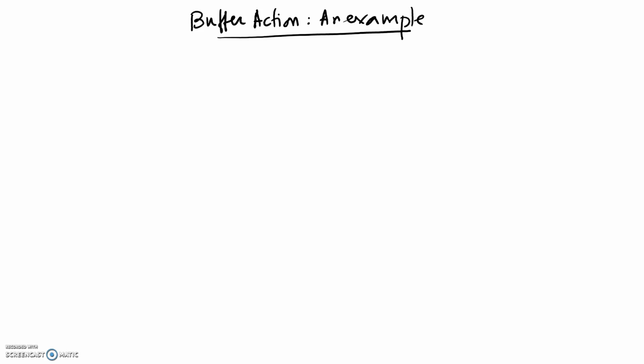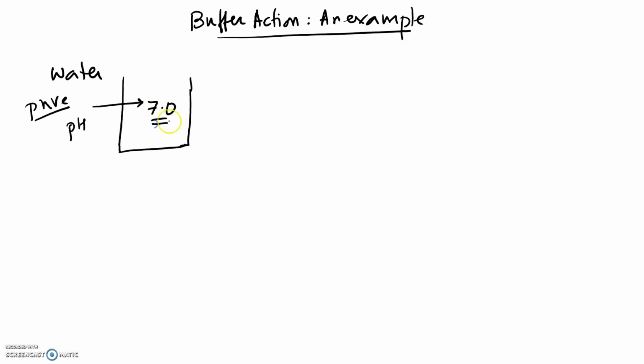In this video, we're going to talk about buffer action, and we're going to demonstrate an example of how a buffer works. Let's say, for example, you begin with water. You have this beaker of water, and if it's pure water, then if you measure the pH of that water, the pH ends up being 7.0.